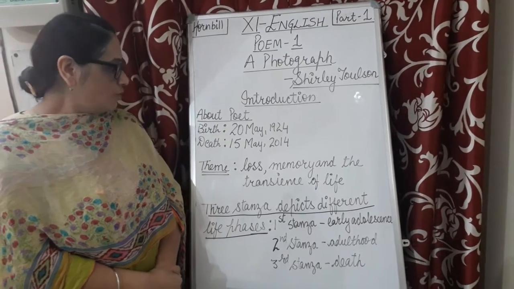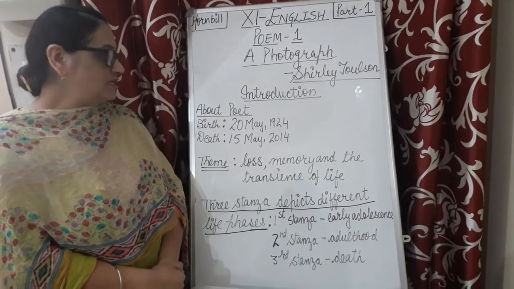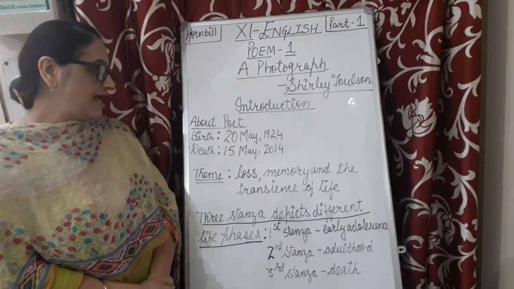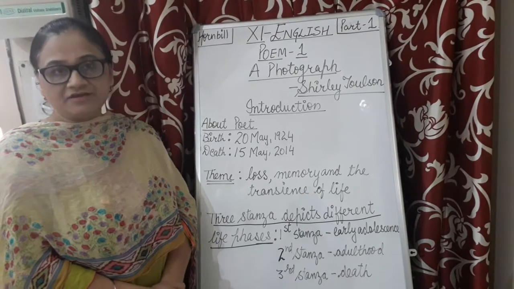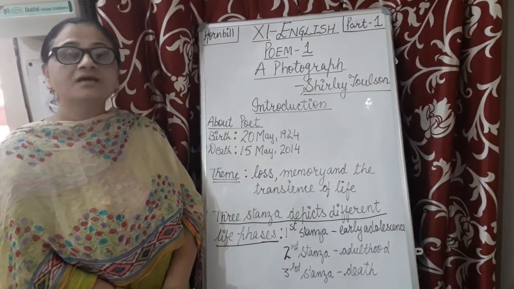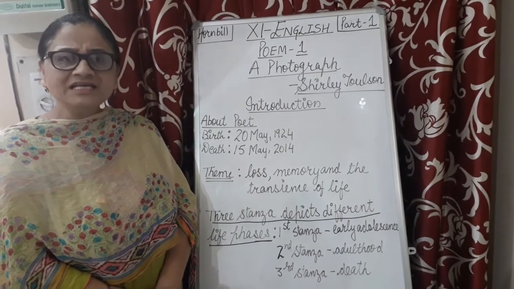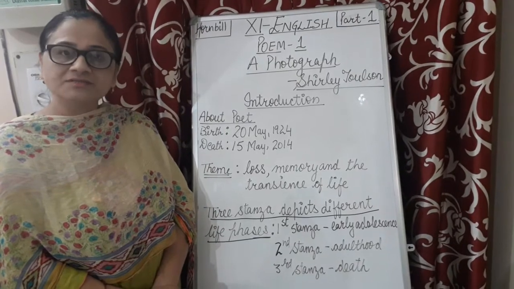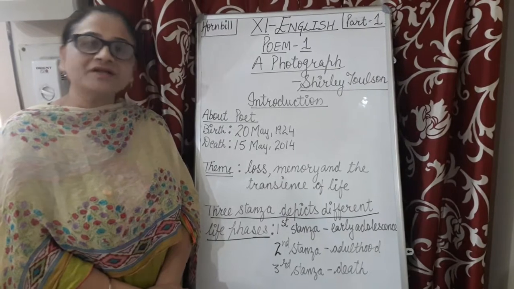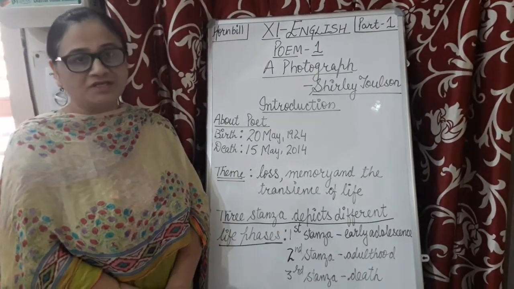Okay, so now let's go on with the theme of this poem. The theme of this poem is loss, memory and the transience of life. Transience means temporary life. Obviously, nature never feels any loss. Nature does not have any memory and nature is permanent also. So this theme of A Photograph is about human beings.